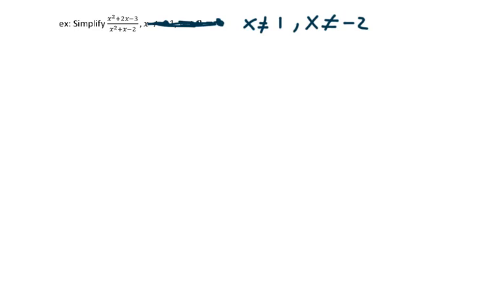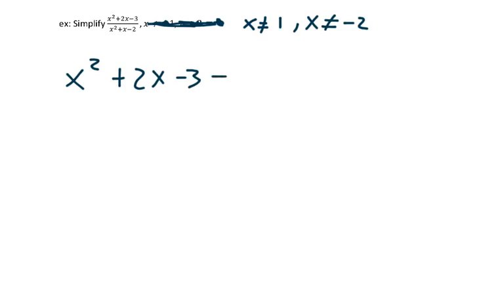So anyway, we want to simplify this. What do we have to do? Let's factor. We're doing the top first, like so. Now here, notice that we have degree 2. We have 3 terms, meaning a trinomial. The leading coefficient is 1.